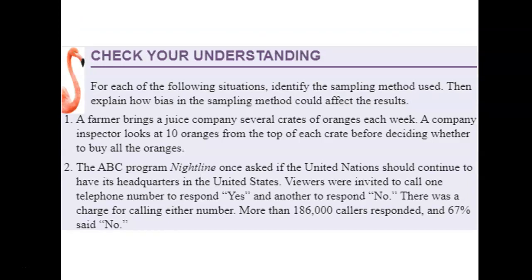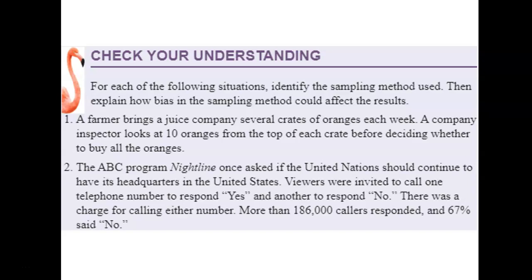All right, so this is a check your understanding question. In class, we're going to stop and actually do these and maybe talk to a partner. I don't know, we'll try that. For the following situations, identify the sampling method that was used and explain how bias in the sampling method could affect the results. So here we have a farmer of a juice company. He gets several crates of oranges. A company inspector looks at 10 oranges from the top of each crate before deciding whether to buy all the oranges.